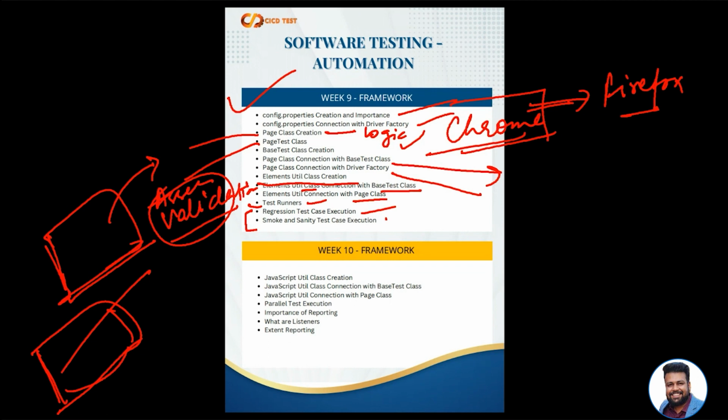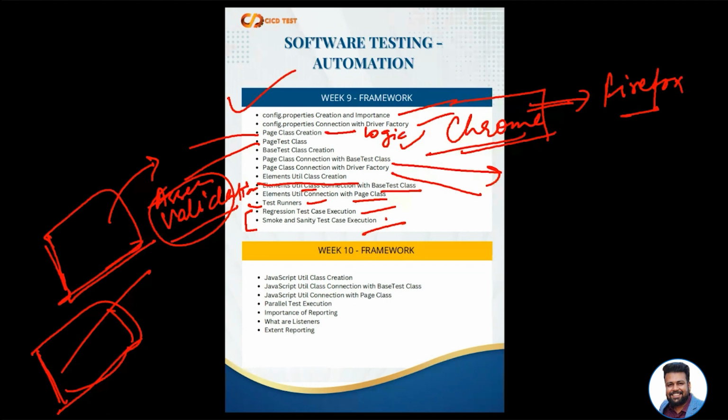So the smoke and sanity test suite will have a subset of the regression test suite, which we have to run before the deployment, the moment we receive the build from the developers, and the moment QA signs off the build to the other team. So these are the things that we are going to cover here.